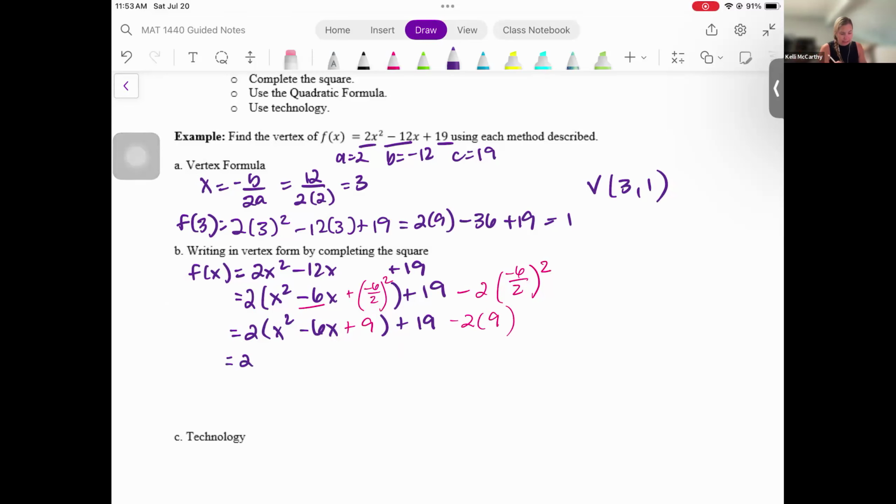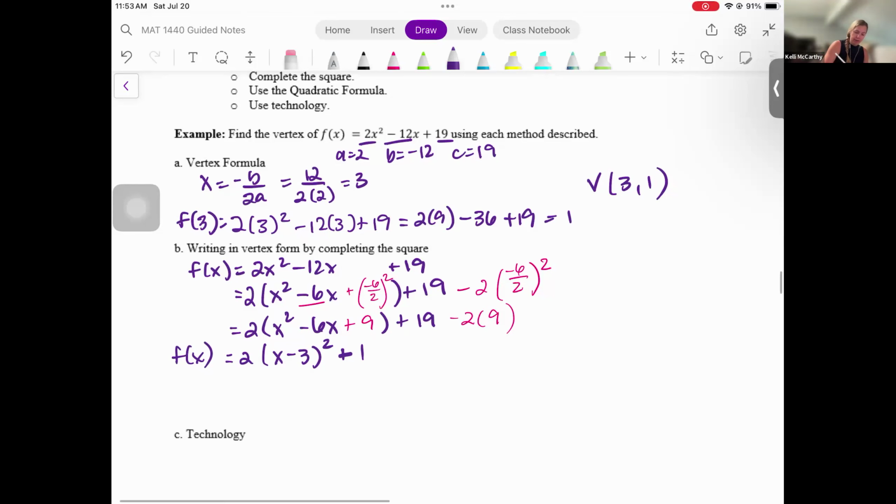Now, x squared minus 6x plus 9, this is a perfect square trinomial, so this is going to factor to x minus 3 squared. And now we can simplify this 19, and this is minus 18, so this is plus 1. So now we have our function f of x in vertex form. It's 2 times x minus 3 squared plus 1. And our vertex is going to be the opposite of this constant inside of our parentheses and that value for y. So it's going to be 3, 1.